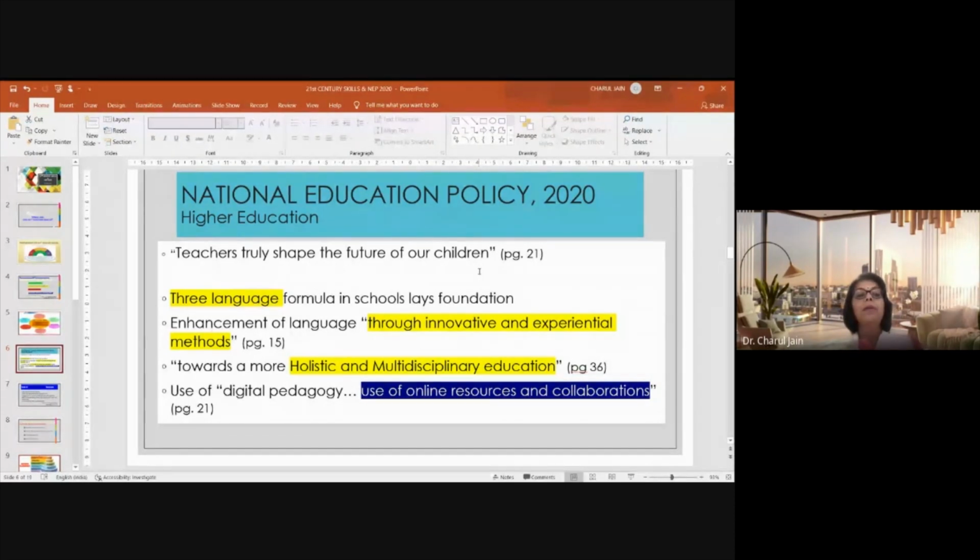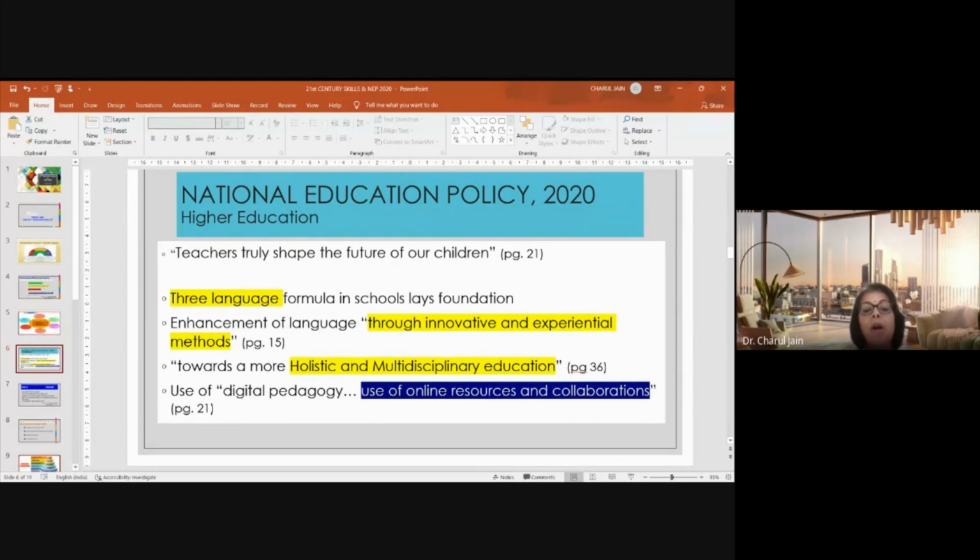And since I am a teacher of language and I am addressing teachers of different languages, I would say that I will not talk about other characteristics and parameters that are laid down in national education policy, but I would be limiting myself only to language.